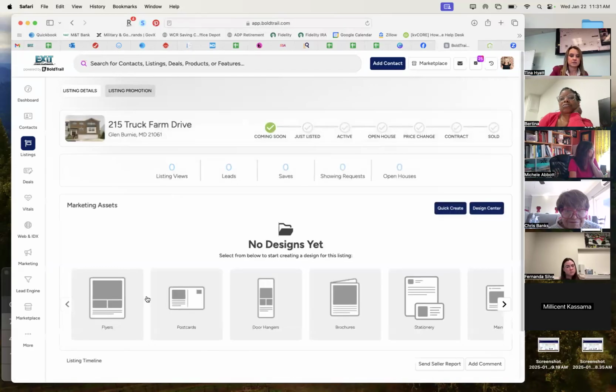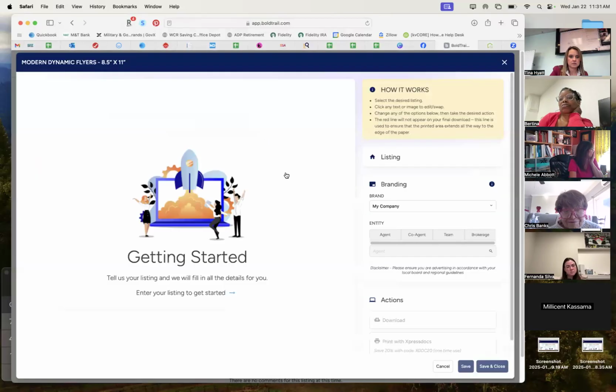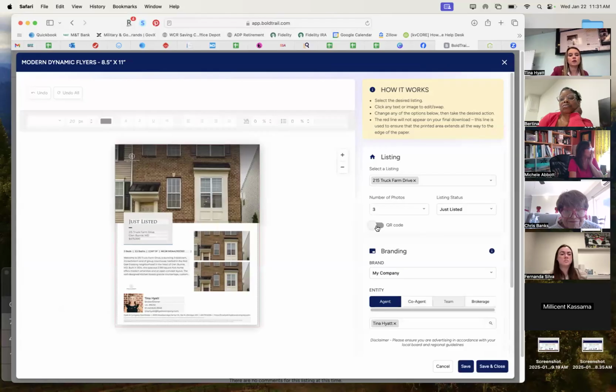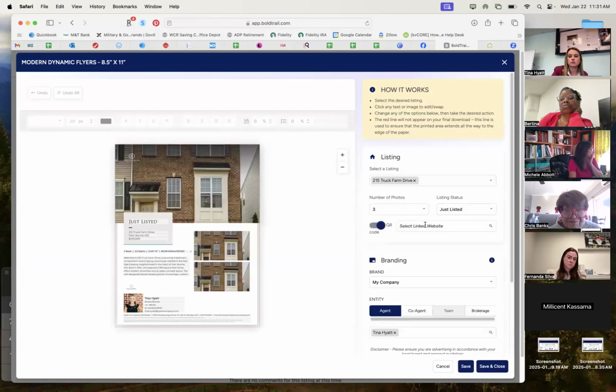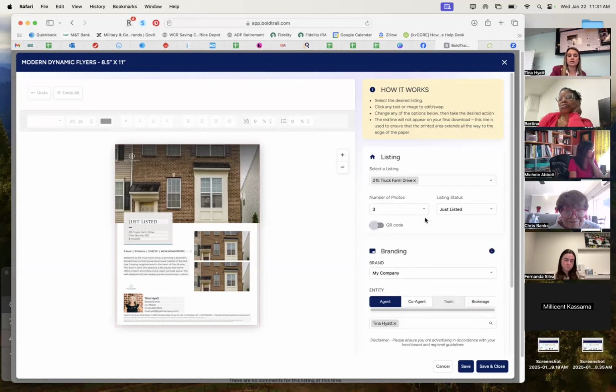So if I go back into the listing promotion, I go to flyers, I click on this one. It's creating it based on what was entered into the MLS. I can add a QR code by clicking that button and it'll create a QR code. That QR code will take them right to wherever I want them to go, either to my website, or if you have a listing virtual tour housed somewhere, it could take them to the virtual tour. You can put in there what you want.